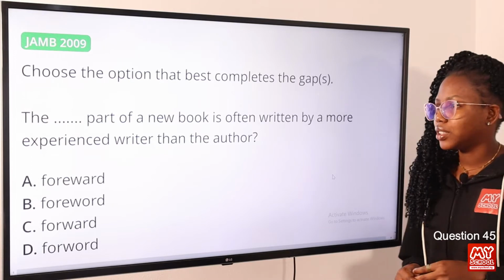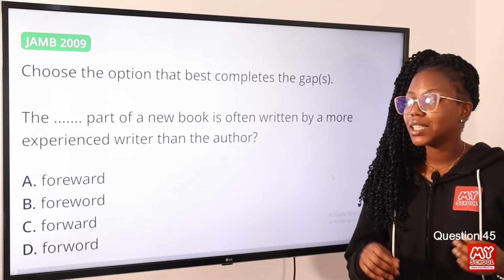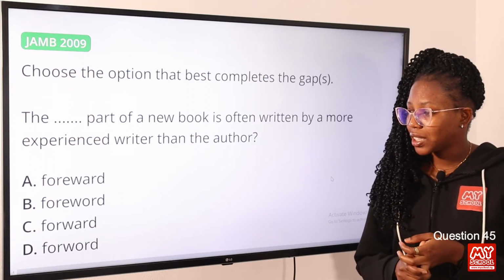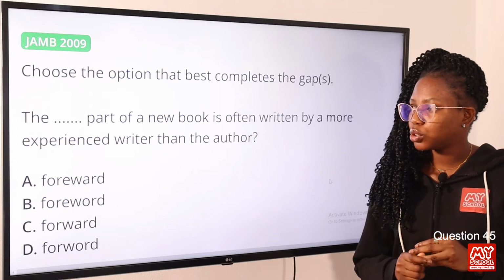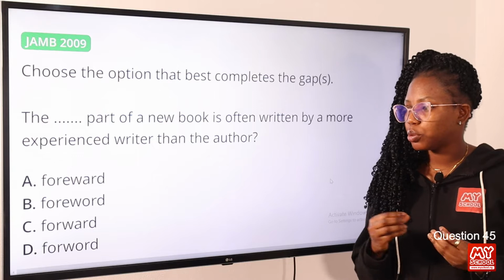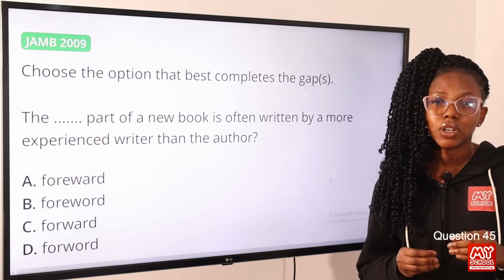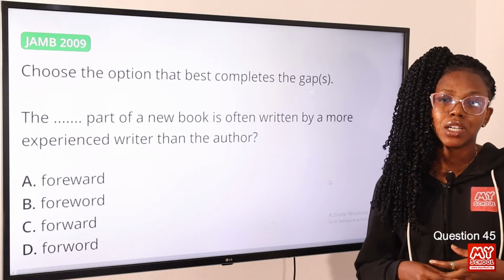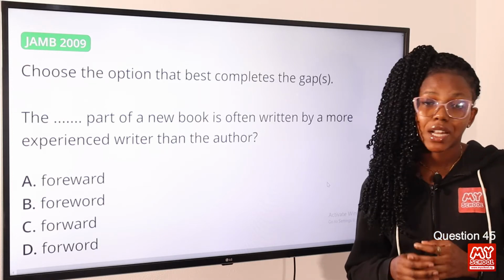Question 45. The dash part of a new book is often written by a more experienced writer than the author. You can see these options are homophones. They have the same pronunciation, but the right spelling and the correct word we use in this context is option B, F-O-R-E-W-O-R-D, foreword. Now, foreword is the introductory part to a book, which is usually written by a person other than the author. So option B is the correct answer to this question.